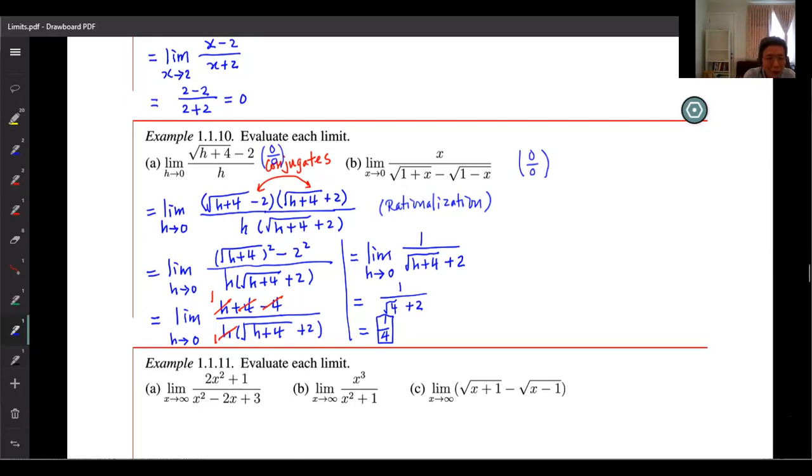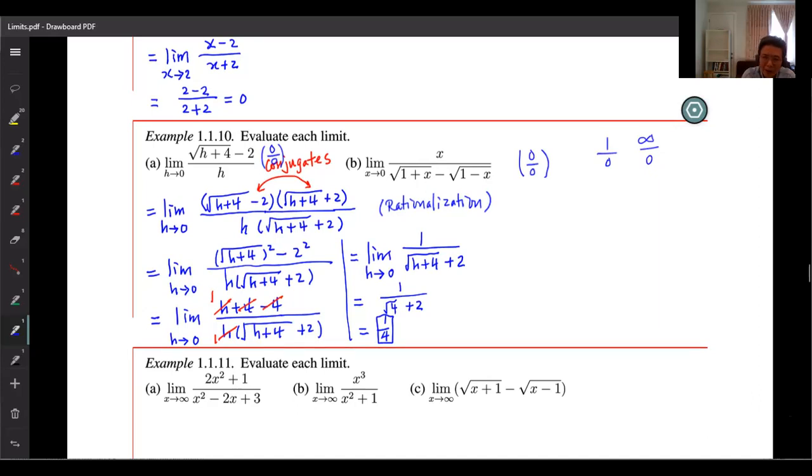That's why it's always good to check and see what happens. If you plug in directly, see what happens. If possible, that's good. If not, if you get 0 over 0, then you do extra work. What if I plug in and get 1 over 0, or 2 over 0, or even infinity over 0? Yes, you will get infinity.